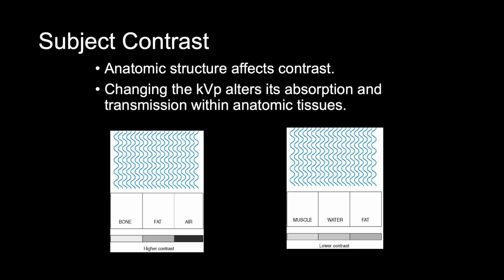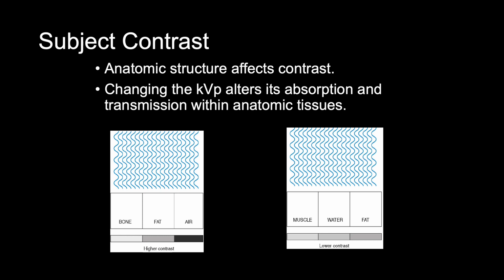Anatomic structures that have a wide range of tissue composition demonstrate high subject contrast. Anatomic structures that consist of similar type tissue demonstrate low subject contrast. So anatomic structures do affect contrast. Changing the kVp alters its absorption and transmission with anatomic tissues.